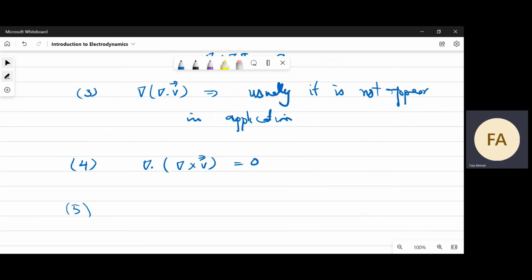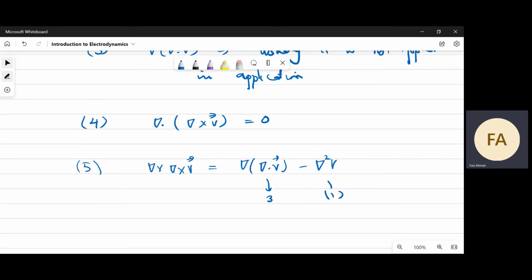So the fifth one is del cross del cross V, and it can be written as del dot del V minus del square V. So this was first, right? And this was third. So the fifth one turned out to be nothing else, but the combination of first and third.